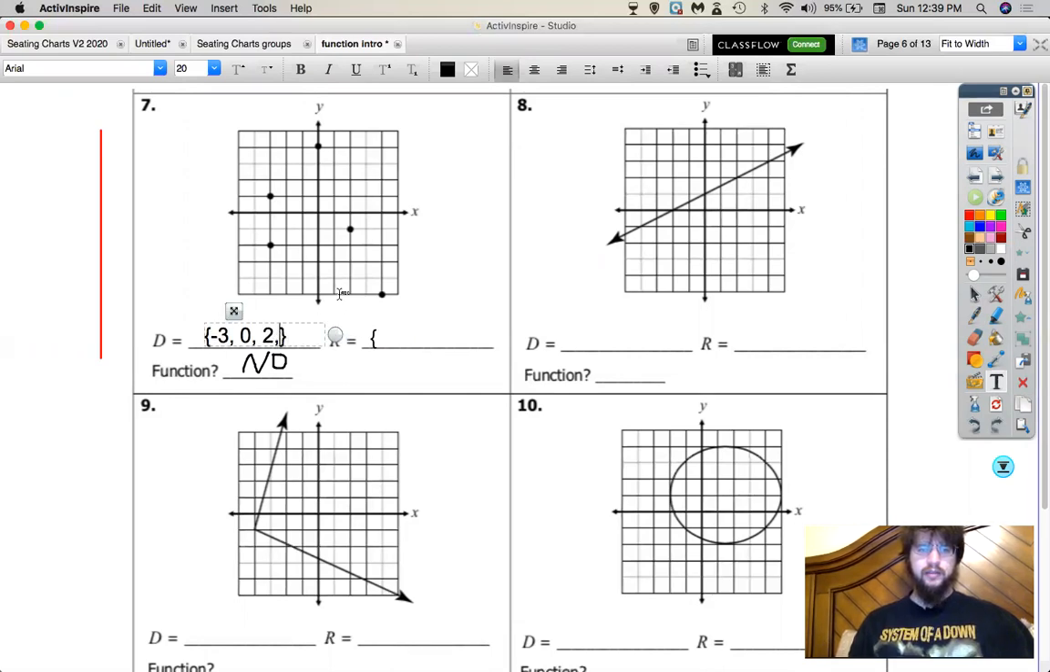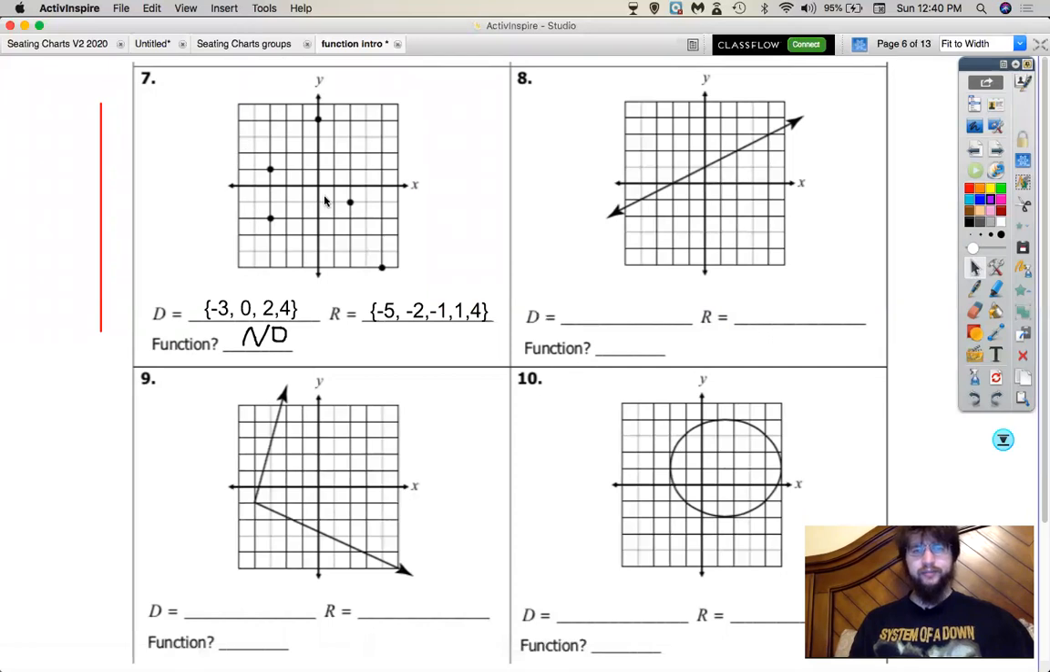And let's see, 1, 2, 3, 4. Sorry, OCD people, I put random spaces. Let's see, it goes 1, 2, 3, 4, 5, so -5, -2, -1, 1, and 4. I'm just going bottom to top because that's easier for me to see. So again, bigger range than domain, so that's definitely not a function.